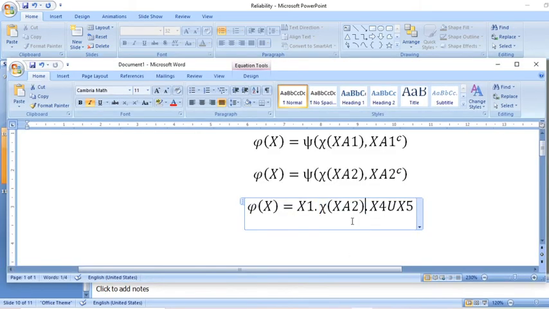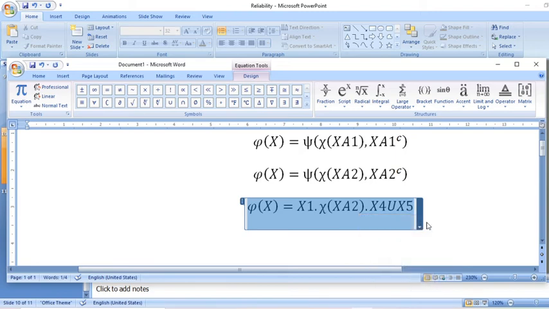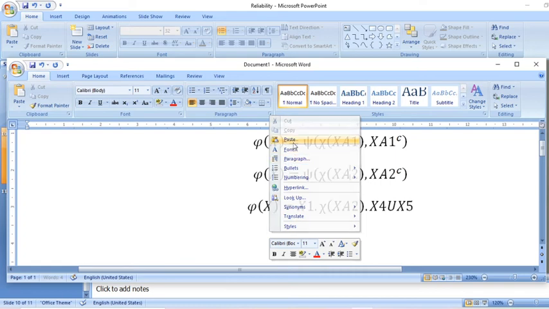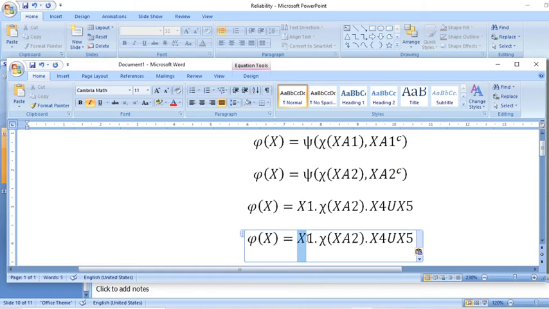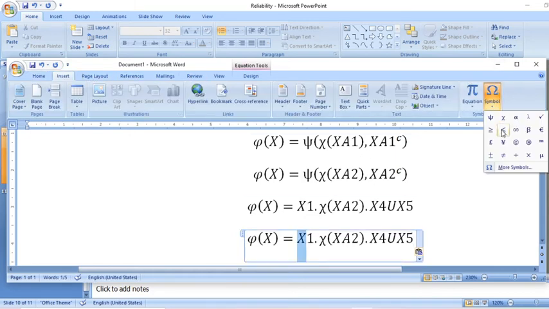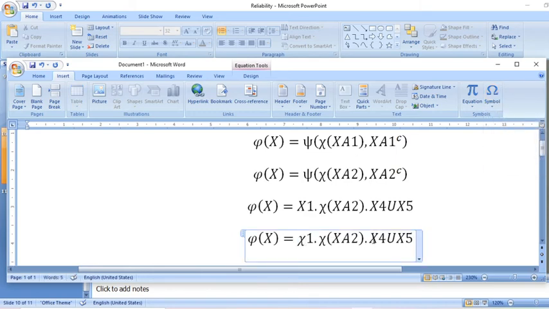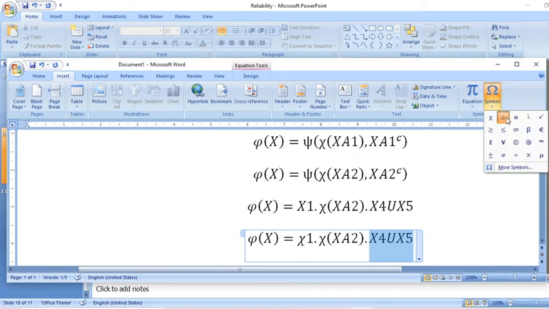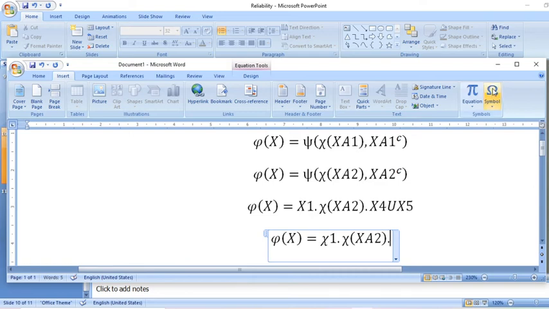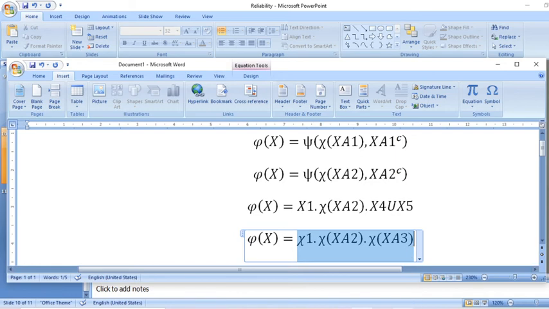And phi of x equals psi of chi 1 of x in A1, chi 2, and chi 3 of x in A3. Instead of writing the entire system as before, we can write it in a different way. This is the first module structure, this is the second module structure, this is the third module structure. So the entire system can be represented as a series connection of modules.